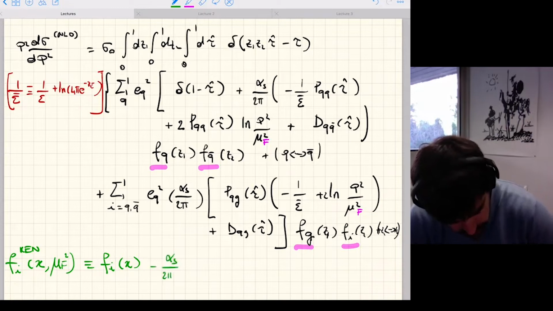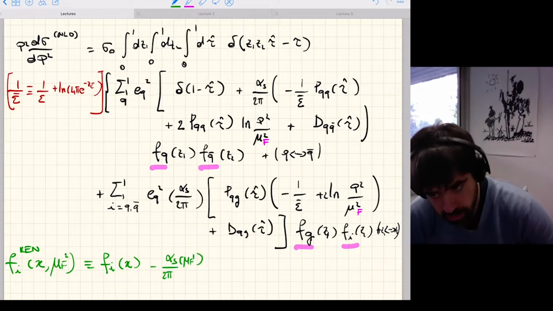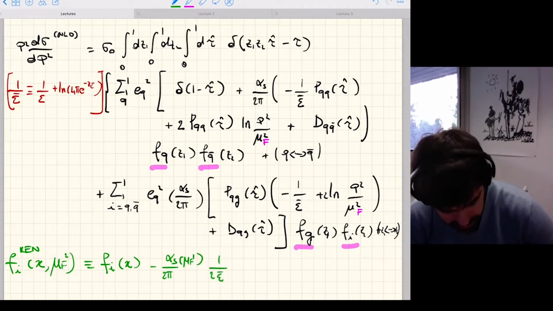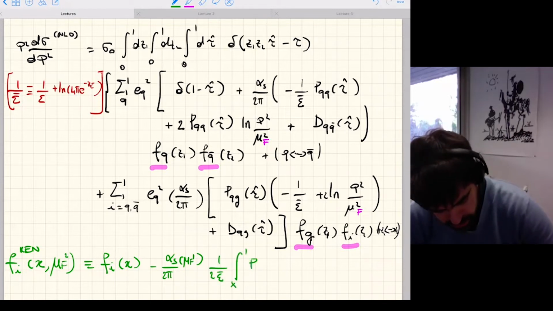1/x over 2 pi. This can be a scale of the renormalization scale. 1/epsilon bar. Integral from x to 1. And then I have a convolution. Let me write it and then we can comment on it.